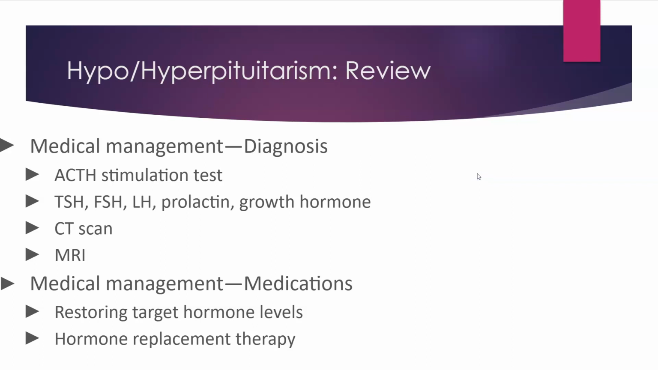So what do we do with this? Trying to make a diagnosis, we're going to do ACTH stimulation tests. We'll look for those hormones: TSH, FSH, LH, prolactin, and growth hormone. We're going to do CT scans and MRIs, trying to figure out what's going on. Are there any masses or lesions or growths? And then, of course, we're going to restore that normal hormone balance as much as possible by replacing the hormones that are low or trying to bind the ones that are high.